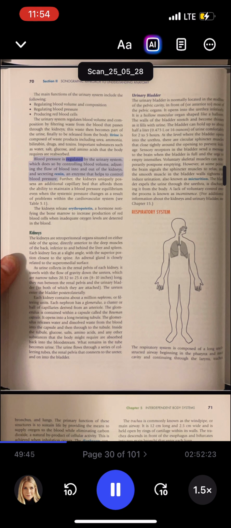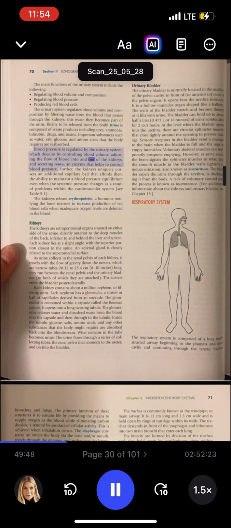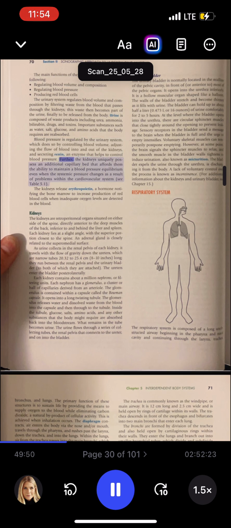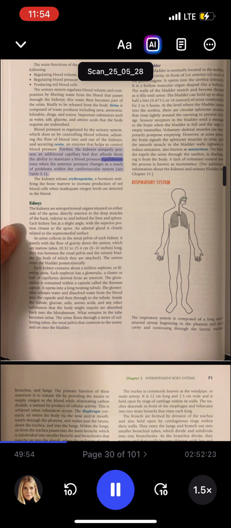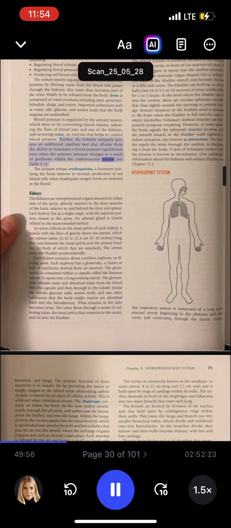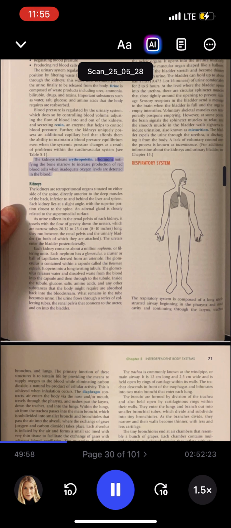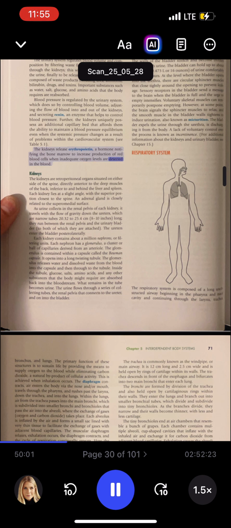Blood pressure is regulated by the urinary system, which does so by controlling blood volume, adjusting the flow of blood into and out of the kidneys, and secreting renin, an enzyme that helps to control blood pressure. Further, the kidneys uniquely possess an additional capillary bed that affords them the ability to maintain a blood pressure equilibrium, even when the systemic pressure changes as a result of problems within the cardiovascular system, see Table 5.1. The kidneys release erythropoietin, a hormone notifying the bone marrow to increase production of red blood cells when inadequate oxygen levels are detected in the blood.